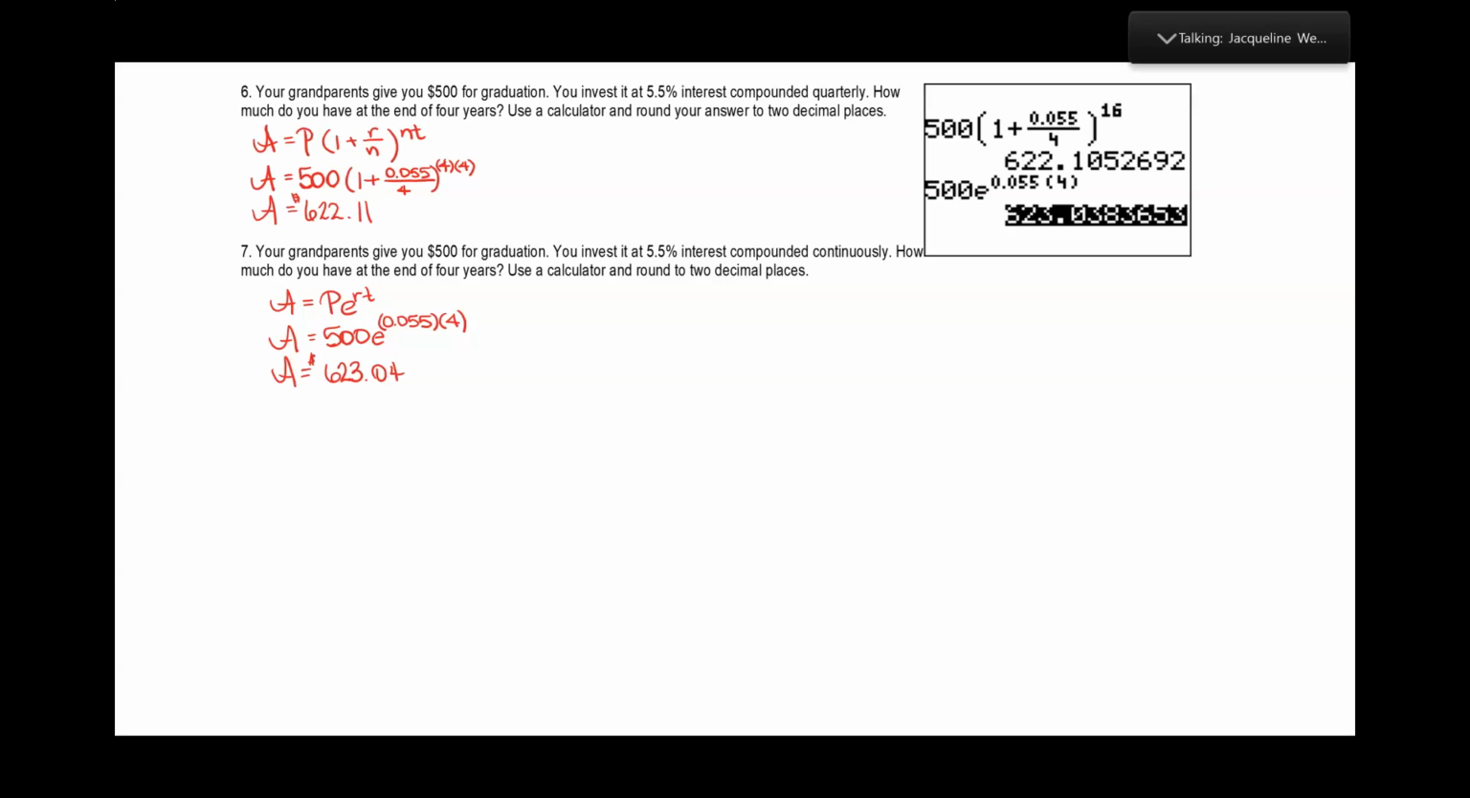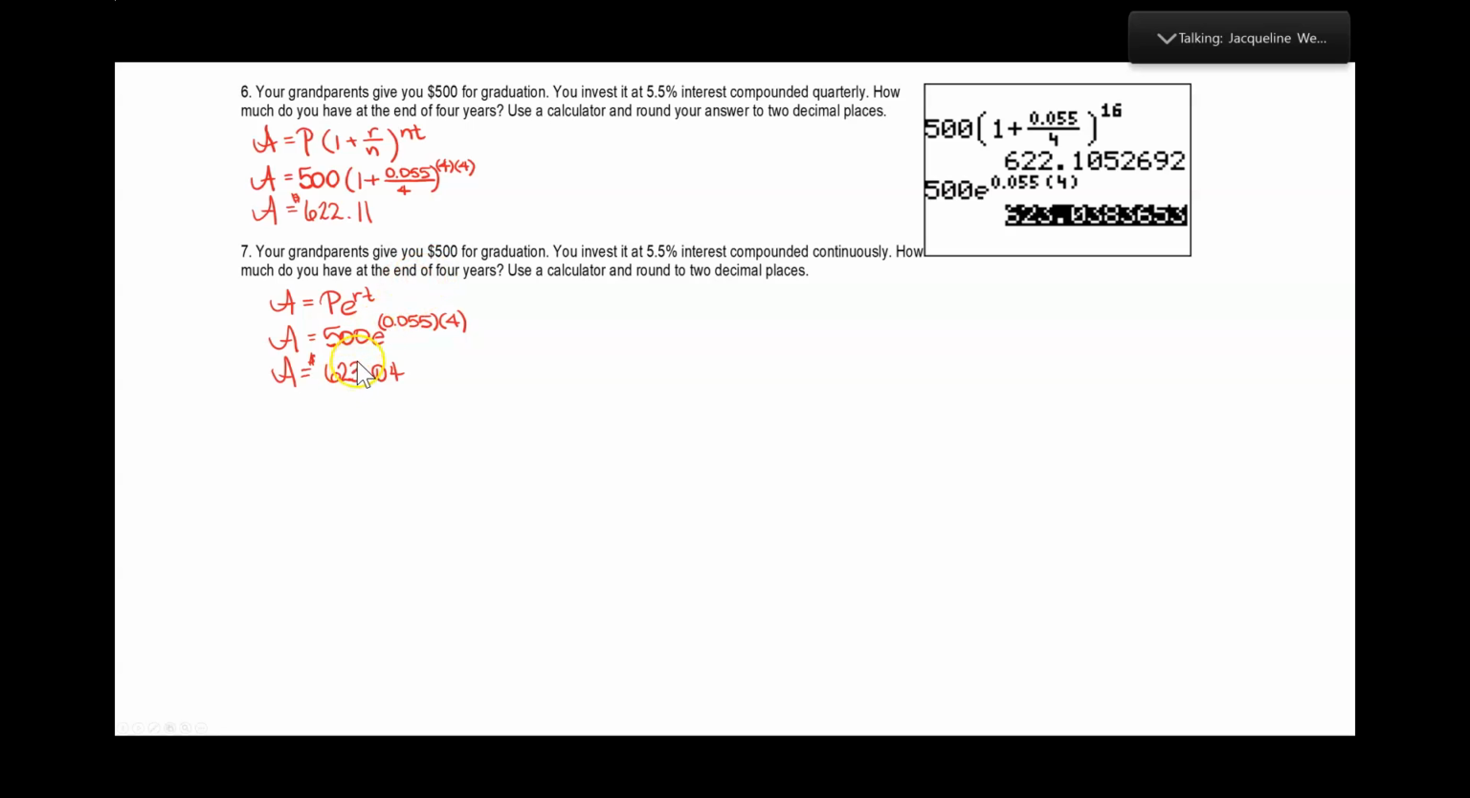But, all right, if it's compounded continuously, we have a totally different formula, right? If it's compounded continuously, we use the Pert formula, all right? And the Pert formula, what does P stand for? Principal, and R and T are still the same, still your rate and time, okay?